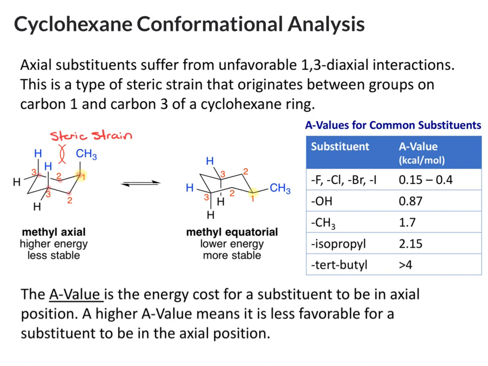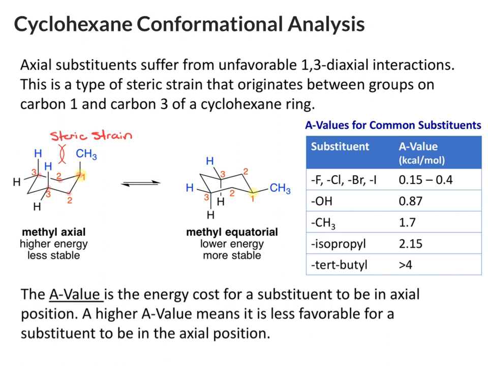These values can be quantified by what's known as the A value. And that's just a way to quantify the amount of energy it costs for a molecule to have a group in the axial orientation. So as you can see, here's some different substituents. Here we have the halides, a hydroxide, methyl, isopropyl, and tert-butyl. As the group gets larger, the A value gets larger.